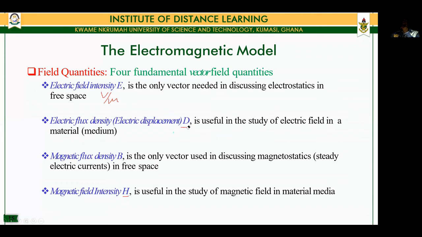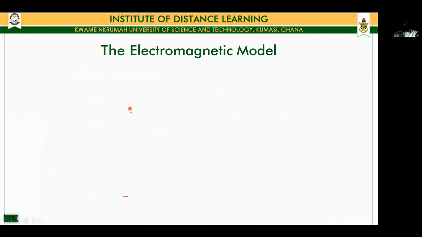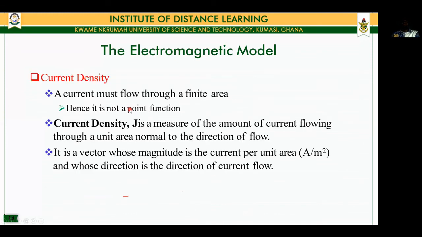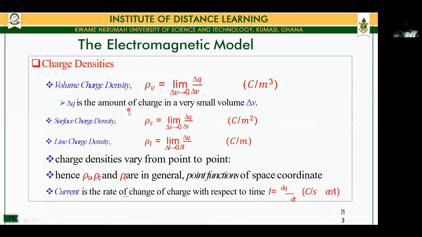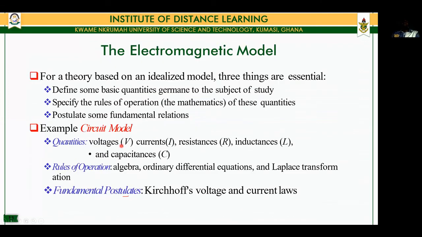So as I said earlier, the electromagnetic model has quantities, also rules of operation, as we saw with the circuit theory model. In the circuit theory model, we have quantities: voltages, current, resistance, inductance, and capacitance. Rules of operation: algebra, ordinary differential equations, and fundamental postulates: Kirchhoff's voltage law.